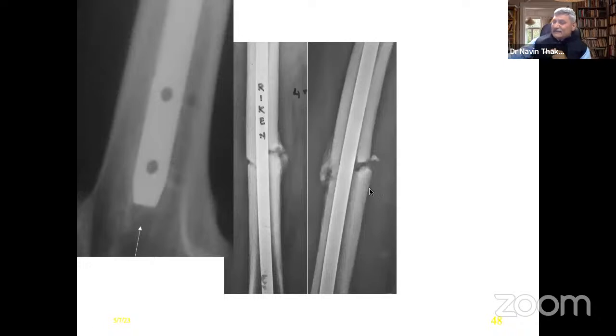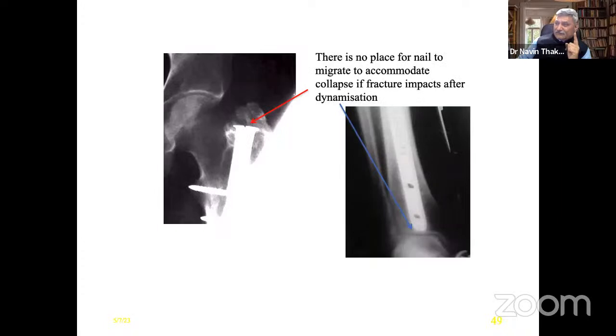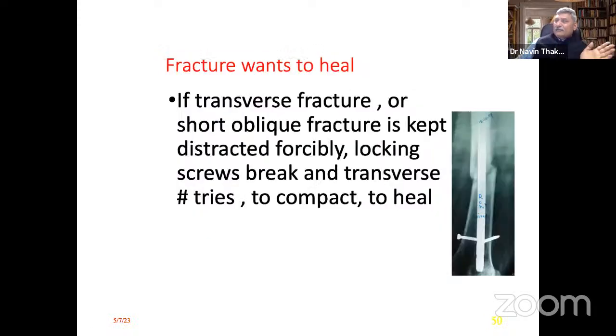Again, a case where there is a bone plug here. You can see here. If there is a bone plug, the dynamization will be difficult. It will not help much. There should not be a clear space below or above. You can see the nail has progressed up. Another case where there is a bone block here. So there is no place for the nail to migrate to accommodate that collapse if the fracture impacts after dynamization. Same here in tibia. If you have done this subchondral fixation in the femur or tibia, then also there is a problem. Fracture wants to heal.